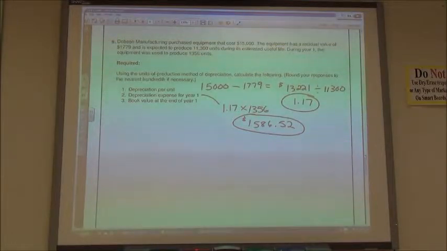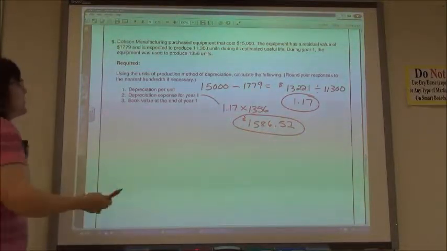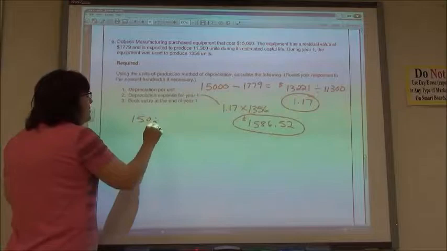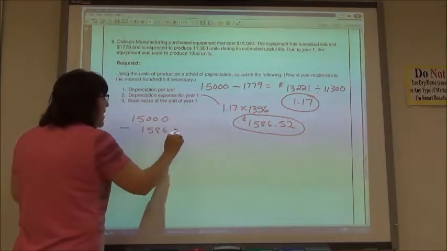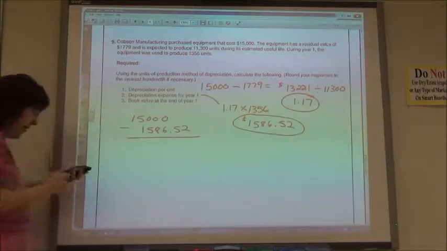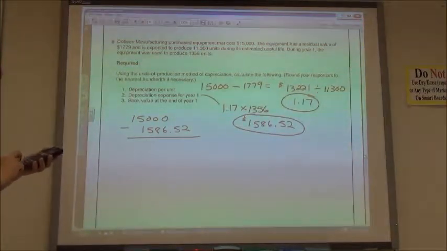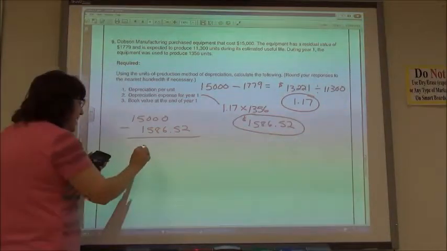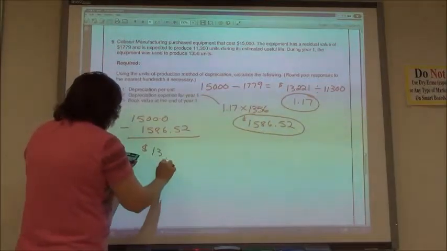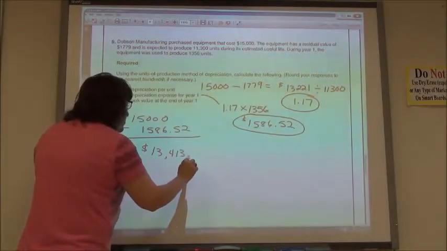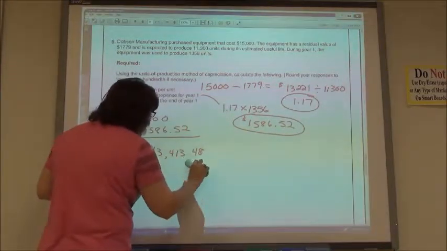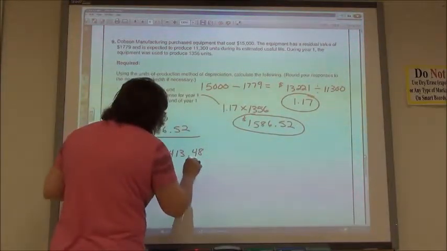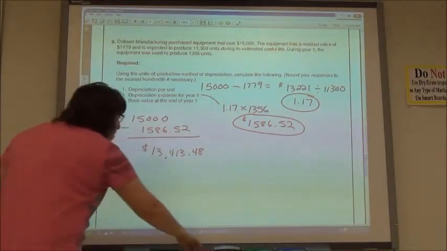And then the last part wants our book value. Started with a value of $15,000. It depreciated by $1,586.52. So if I subtract, my value at the end of year 1 now is $13,413.48. Make that look like a period instead of a comma.